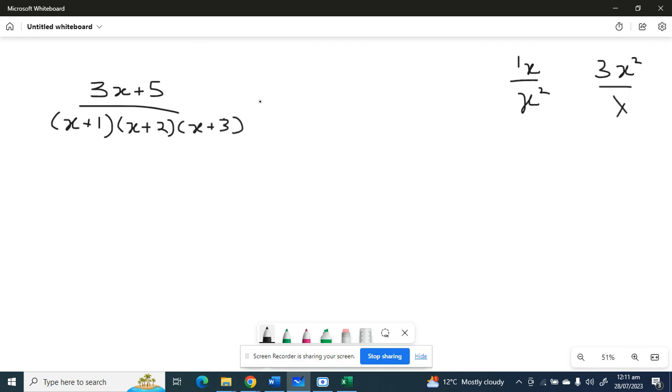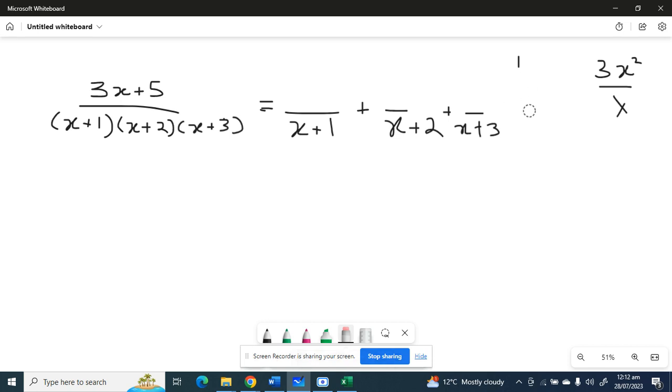So the first thing we're going to do, we say equals, we're going to write down each of our denominators. So we have x plus 1, plus here x plus 2, plus x plus 3.